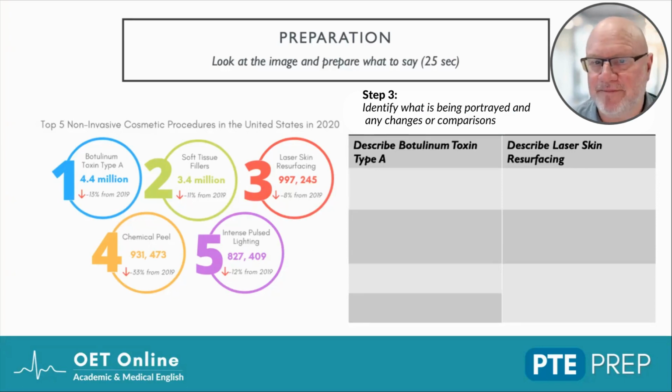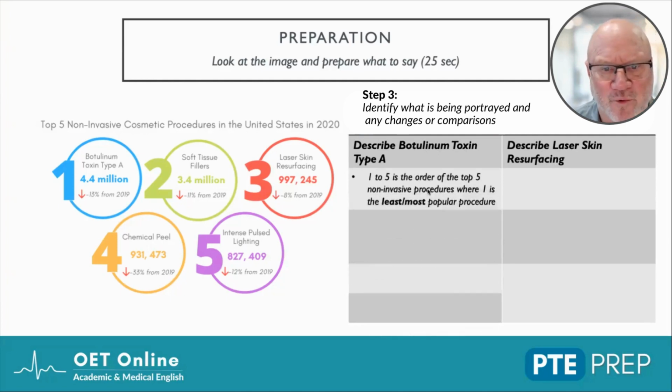Okay, the third step, I should say, is to identify what's being portrayed and any changes. So let's have a look at botulinum toxin and describe laser skin resurfacing. What do we see? 1 to 5 is the order of the top 5 non-invasive procedures where 1 is least or most. Number 1, is it least or most? Most, isn't it? Where 1 is the most popular procedure.